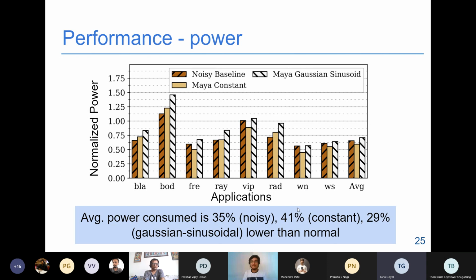Now, why is this happening? This is happening because of the use of idle threads. You're trying to use idle threads, and that will actually reduce the power on an average. And the exact numbers are 35%, 41%, and 29% for the three scenarios.